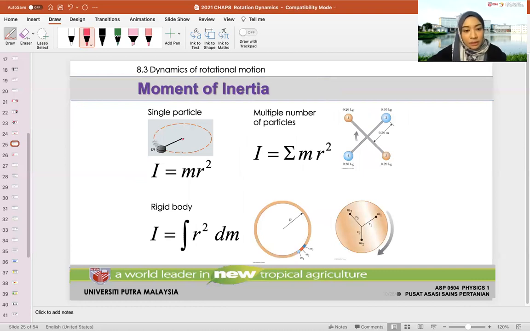So for a single particle, the moment of inertia is only for a single particle, assuming this is a single particle. So we only have one mass and one radius. If we have 4 particles over here, this tells us you need to calculate for all 4. So it's going to be m1 r1 squared plus m2 r2 squared plus m3 r3 squared plus m4 r4 squared. This is going to be our I.